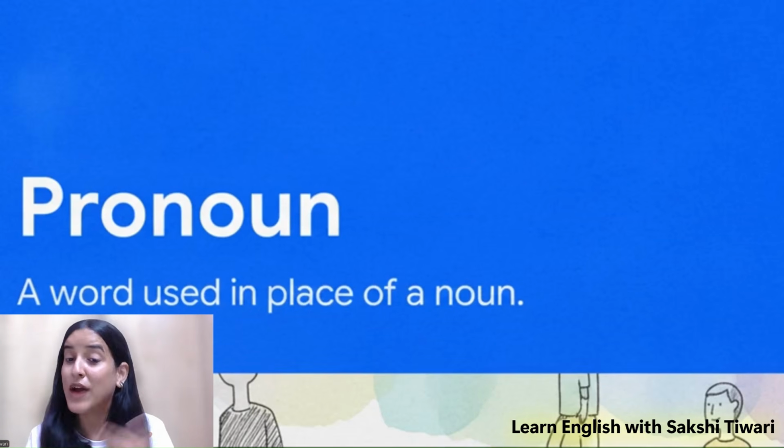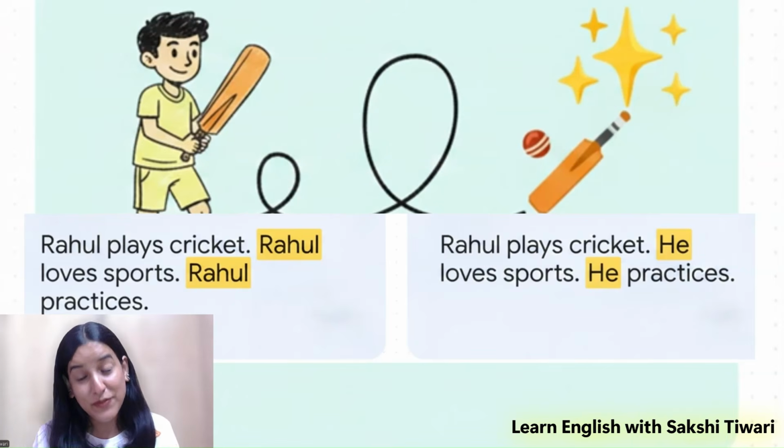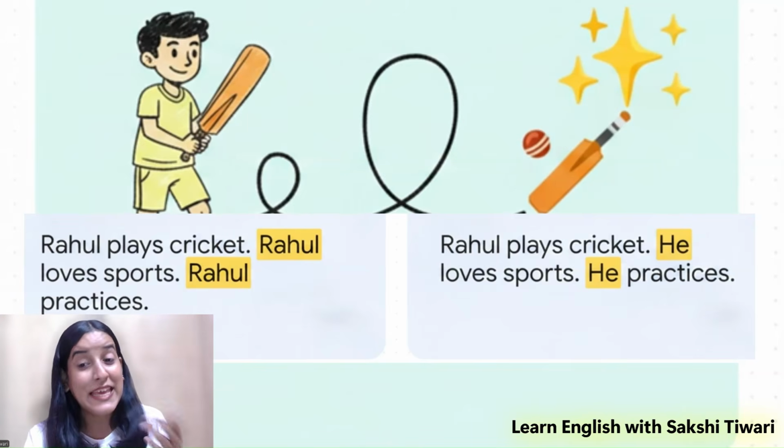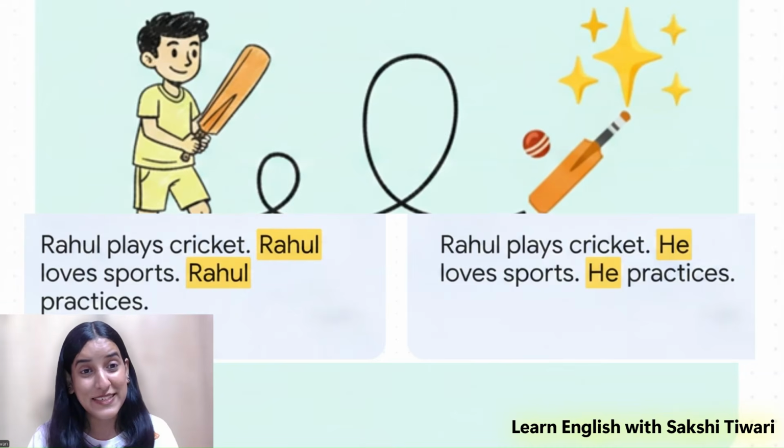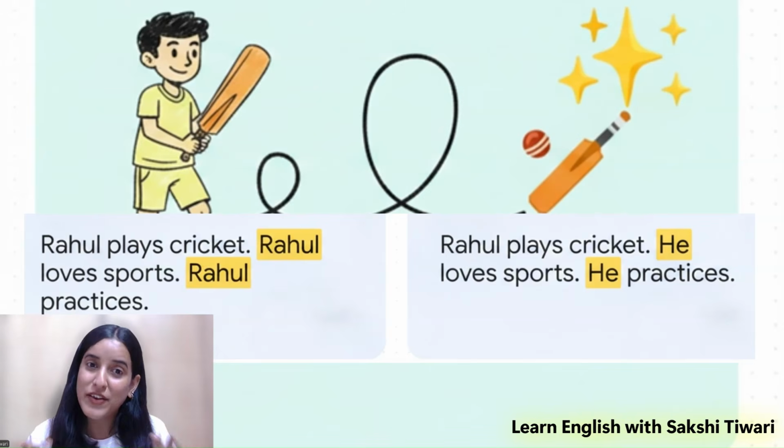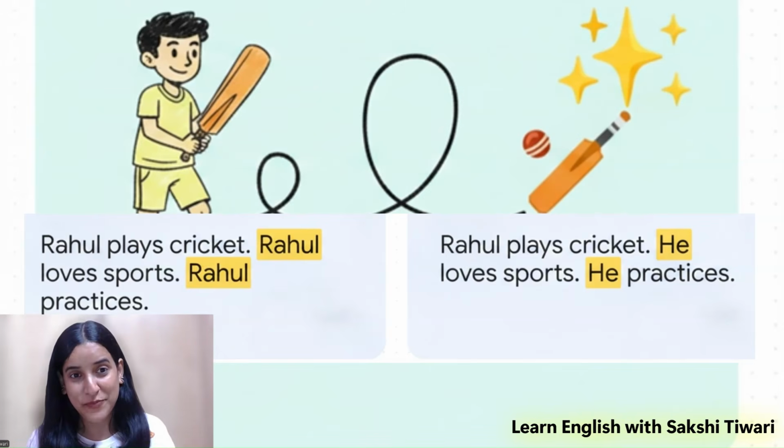जैसे कि अगर मैं बोलूं Rahul plays cricket, Rahul loves sports, Rahul practices every day. Now let's improve it, okay? Rahul plays cricket, he loves sports, he practices every day. Much better, right? So pronouns जो होते हैं, they make our sentences sound very natural and less repetitive, right?